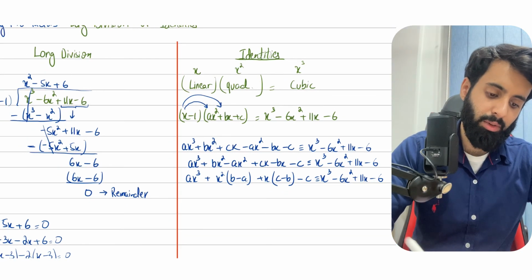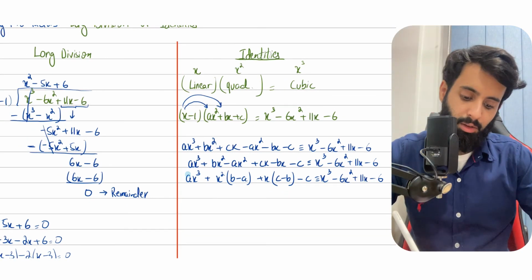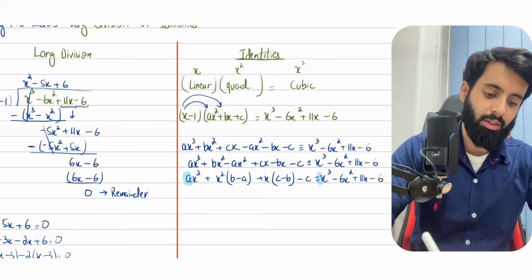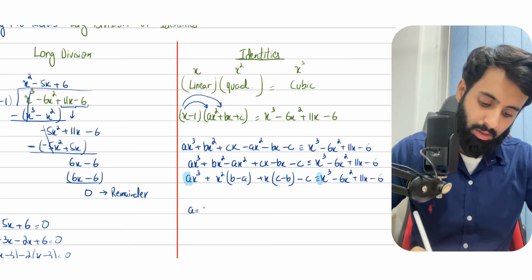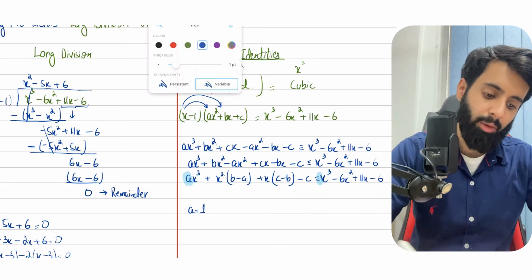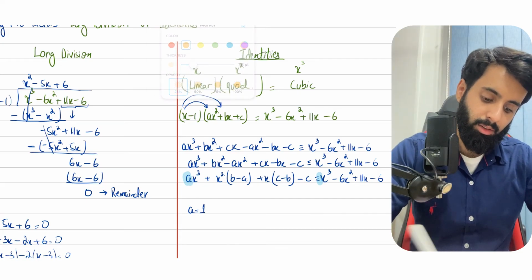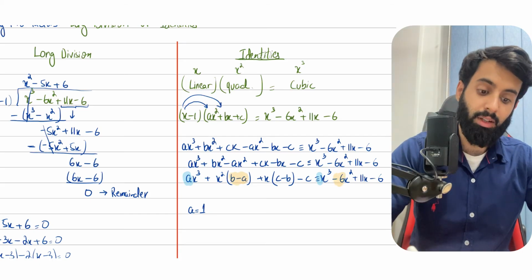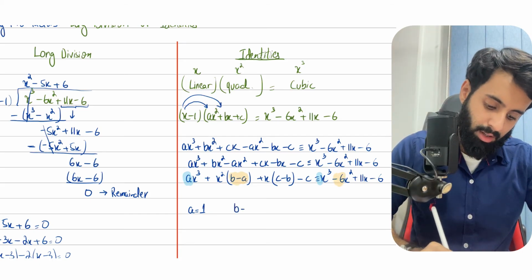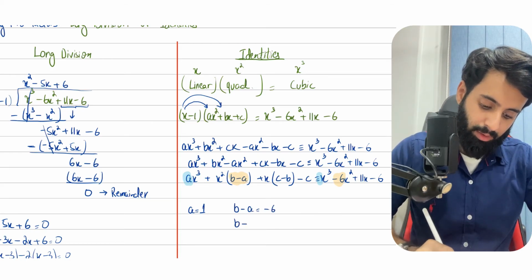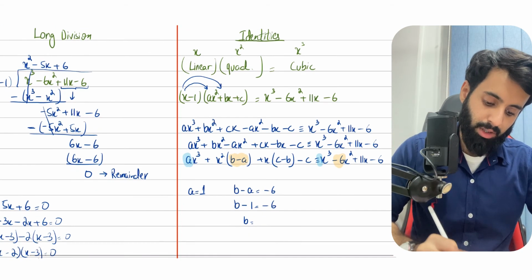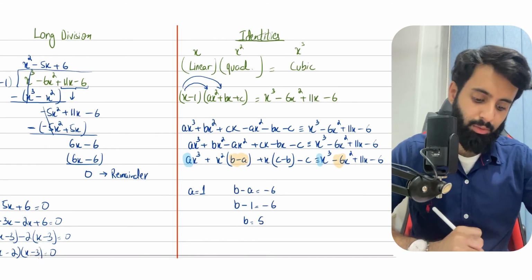Okay, so this is the point where we start comparing the coefficients. So if you look at the coefficient of x cubed on the left hand side, it's a, and on the right hand side we have nothing, so that means it's 1. So a is equal to 1. Okay, now if you look at the coefficient of x squared on the left hand side, that's b minus a, and the coefficient of x squared on the right hand side is minus 6. That means b minus a is equal to minus 6. And now that we have the value of a, b minus 1 is equal to minus 6. That means b is equal to minus 6 plus 1, which is equal to minus 5.